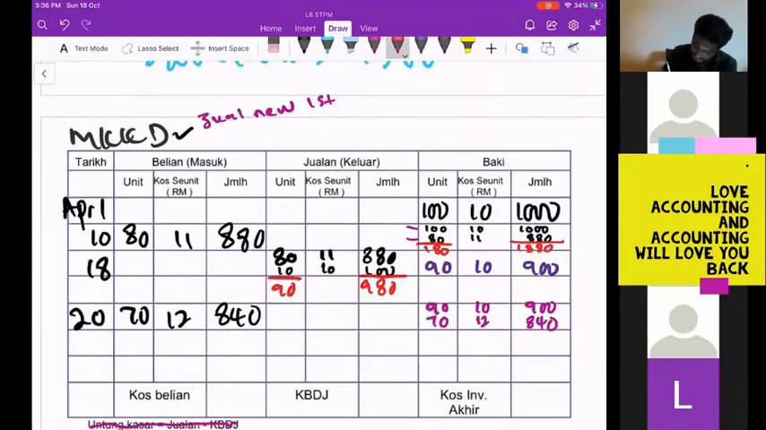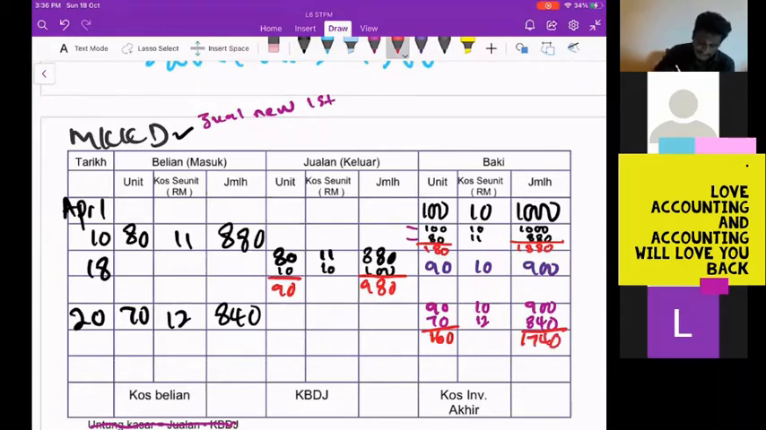So I need to jumlahkan. 90 plus 70, 160 still with me. 900 plus 840 still with me. 1740. After that, what happened? Wait now. See the question. After that, what happened?